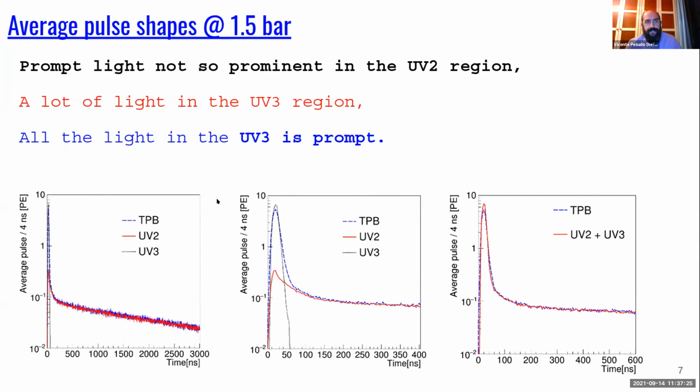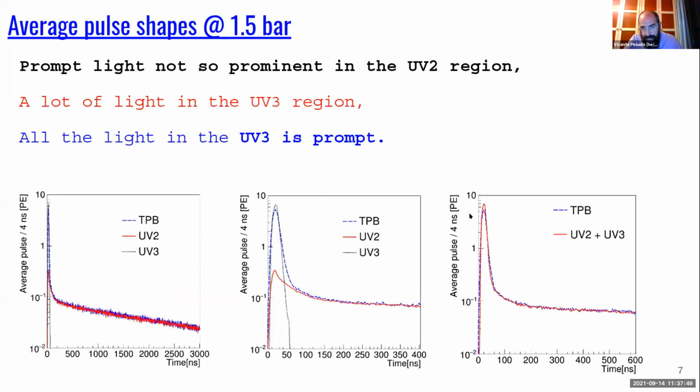The main feature is that these two are the same. This is just a zoom in, so I will focus on this one. We see that in the UV2, the prompt light is not so prominent. We see that there is a lot of light in the UV3, and that all the light in the UV3 is prompt.